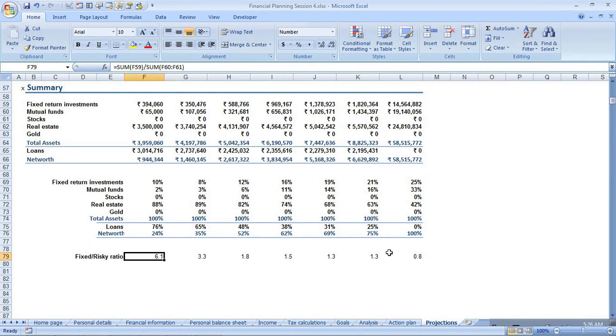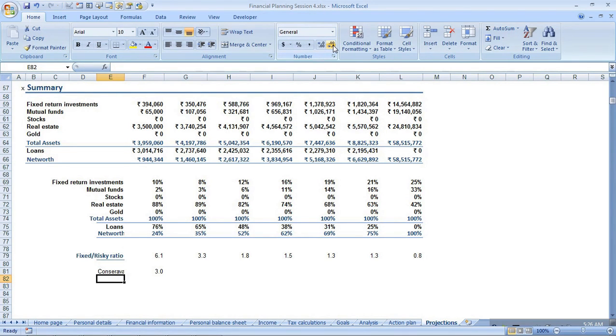This ratio, which is the fixed to risky ratio, can depend on your risk attitude. If you are a very conservative person, you can have probably 75% in debt, and this ratio you could maintain. Let's say out of 100 rupees, 75 rupees would be in debt and 25 rupees in equity. That could be your strategy.